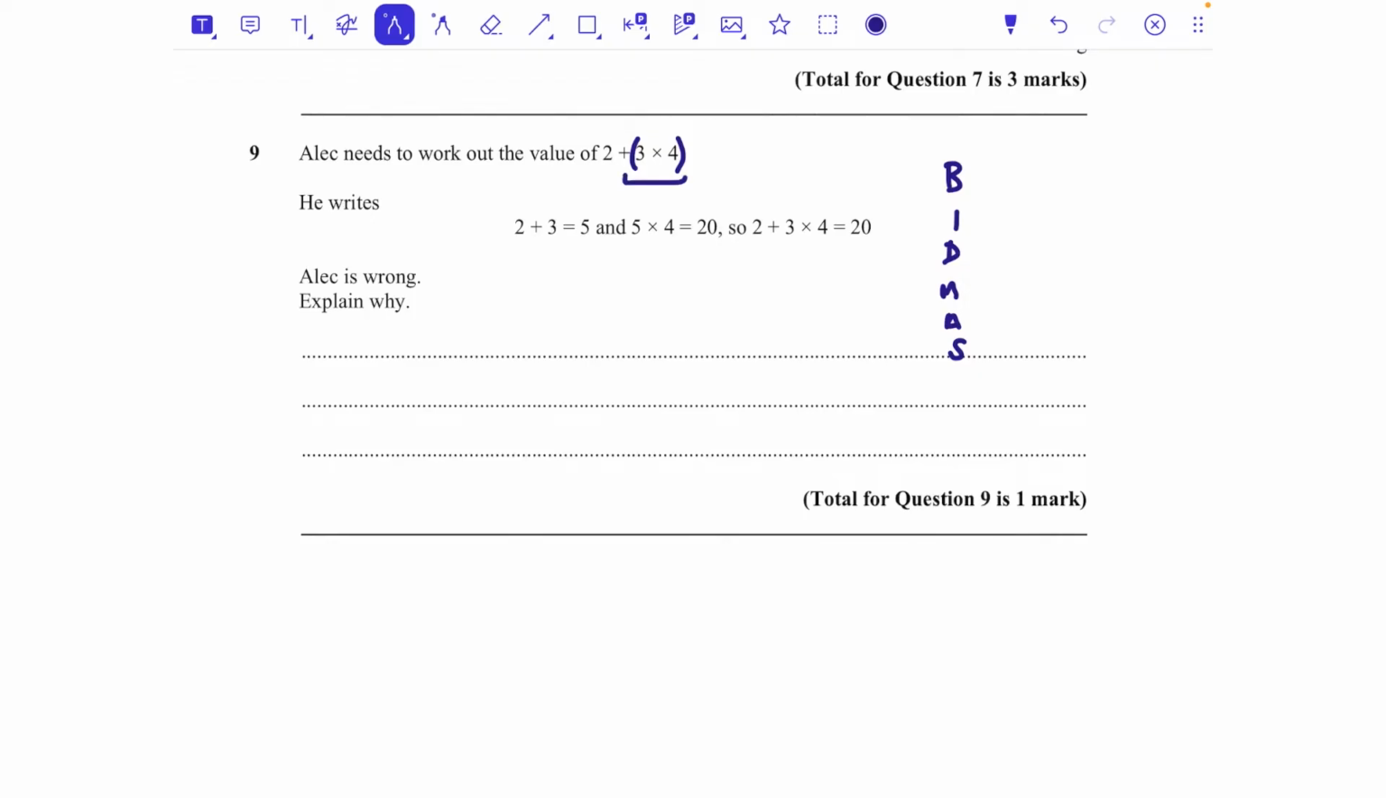So you can say he didn't use BIDMAS, you can say he should have multiplied first. I'm going to go with that. He should have multiplied first. And you don't need to say what the actual answer is, but you might want to. He should have multiplied first, then added 2.